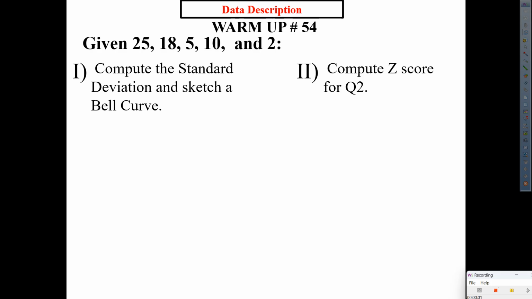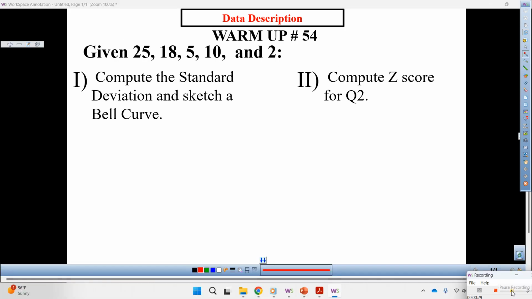The warm-up is asking for standard deviation and also to compute the z-score. Let's see how you do with that. Give you guys some time. Copy and go. You do need your calculator, so get a calculator. All right, here we go. For the sake of time, I'm going to get us started.